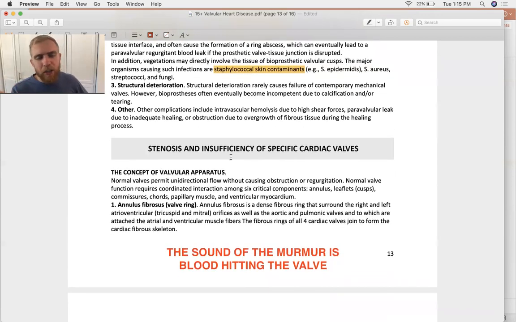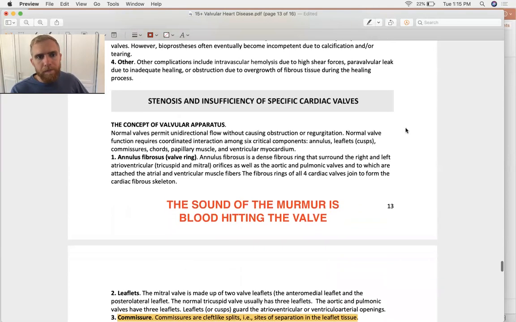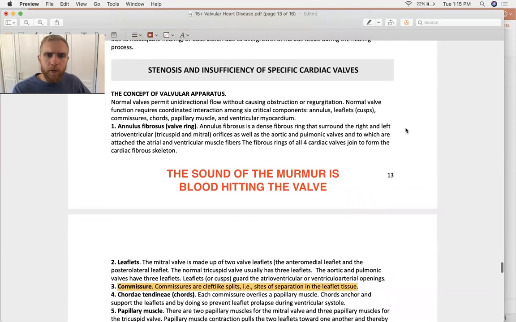Surgical deterioration. Obviously, these things don't last forever. But they last a lot longer than we last sometimes. And then finally, kind of high shear forces, weird sort of flow abnormalities. And then overgrowth of fibrous tissue over the valve itself. That's kind of the body rejecting the implant. All these things can happen, and know that they're due to the valves.